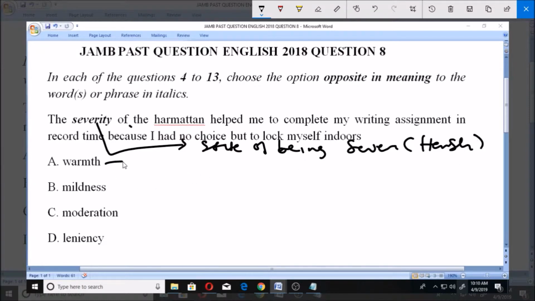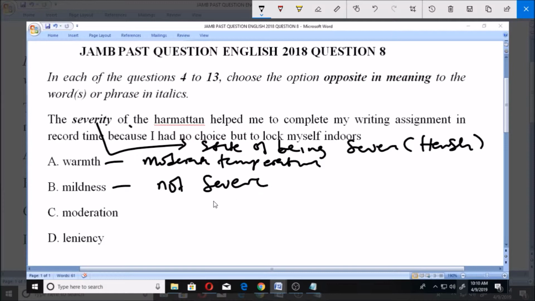Warmth is when you have something that is moderate in temperature, something that is not too hot, or something that is nice also. But mildness is the state of not being harsh. So mildness simply means not severe. That's the direct opposite of severe, and that makes option B the right answer.